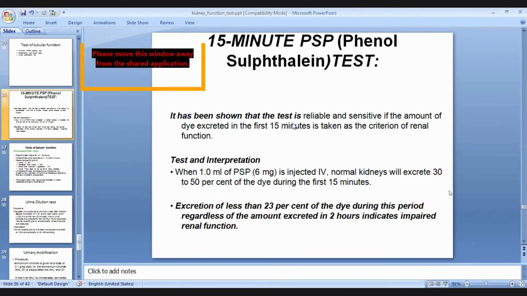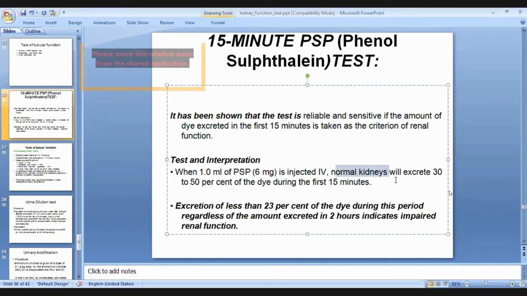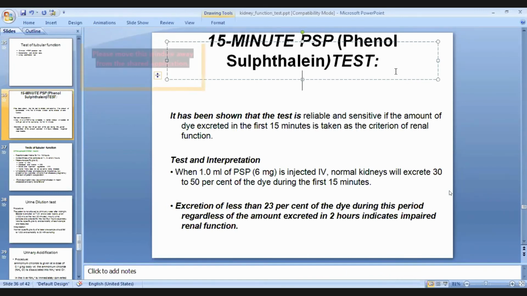In this test, the amount of dye excreted in 15 minutes is taken as a criterion of renal functioning. 1 ml of PSP dye is injected IV, and a normal kidney will excrete 30 to 50% of the dye in 15 minutes. If there is excretion of less than 23% of the dye during this period, regardless of the amount excreted in 2 hours, it indicates impaired renal tubular function. So that means how much dye it is able to excrete in the first 15 minutes.